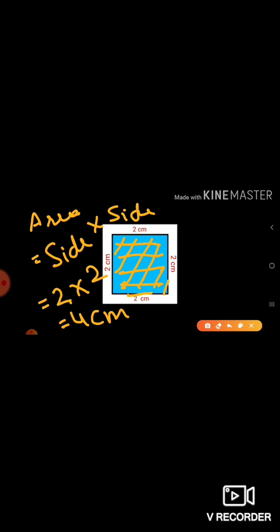Instead of adding, you can substitute in the formula. The formula is nothing but perimeter is equal to 4 into side. So the side value is 2. So 4 2's are 8. That's all. Suppose if the side value is 3, then 4 3's are 12.